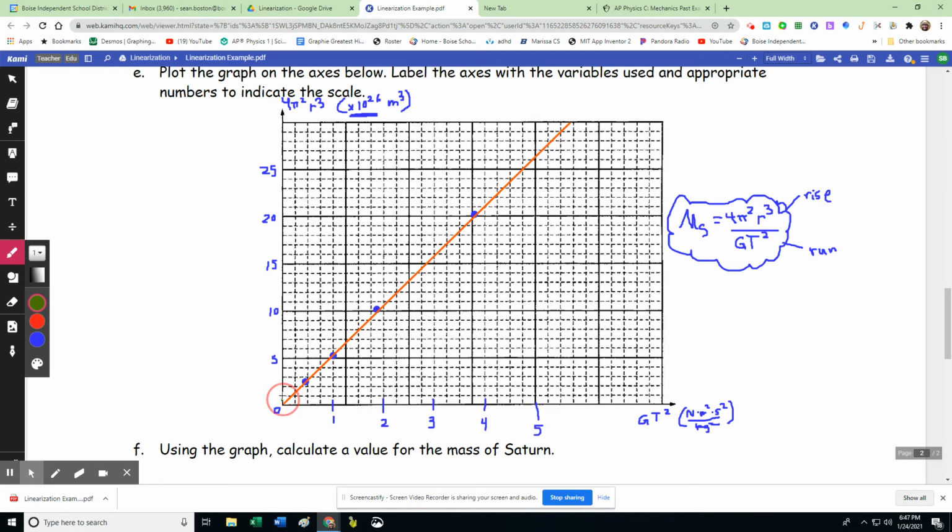So I know it's going to go through 0, so I'm just going to go all the way up here, bing. And all the way over here, I'm going to say, hey, this is my rise, and this is my run. I'm basically going to use this point right here. It's pretty close, and I'm going to use those values to calculate this. So I'll throw those numbers here in just a second.